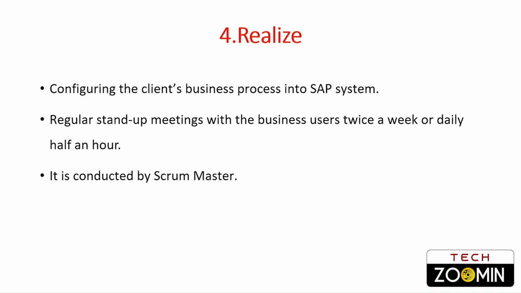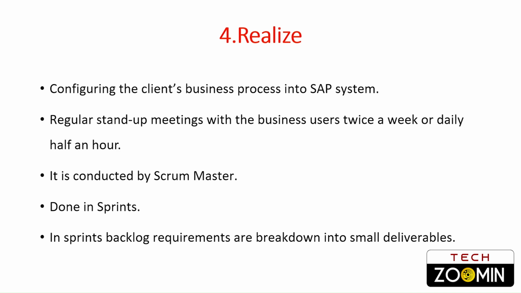Okay, so this realization phase is very important and it is done in sprints. In sprints, backlog requirements are broken down into small deliverables. That means instead of doing all the activities at once, we can divide the activities into different sprints. Okay. For example, I'm a project manager and I tell you as a consultant, I will give you 3 months to complete this activity and we'll meet you after 3 months and see what the status is.